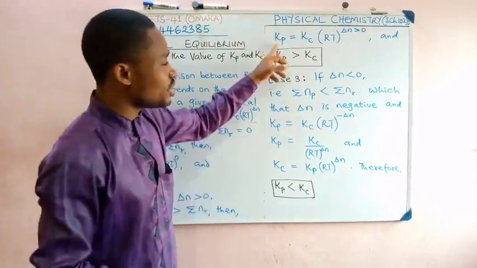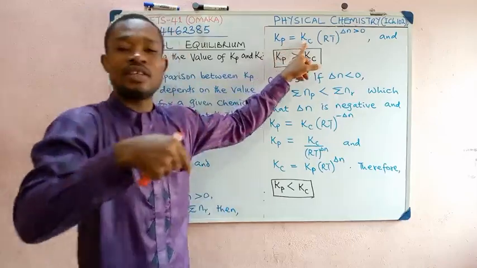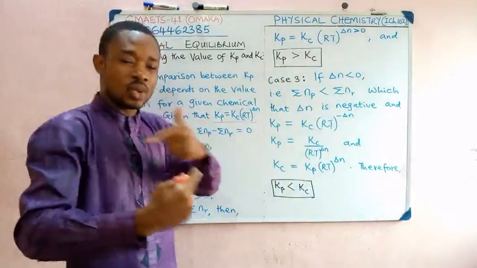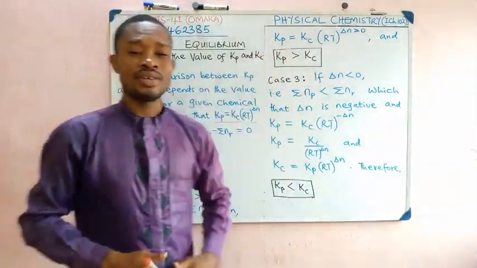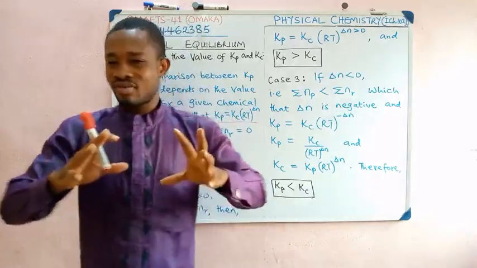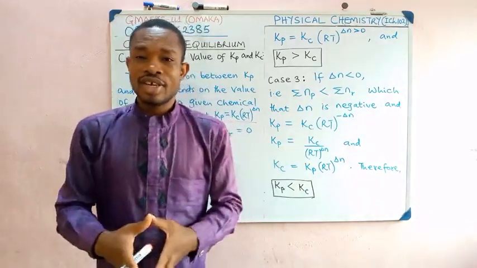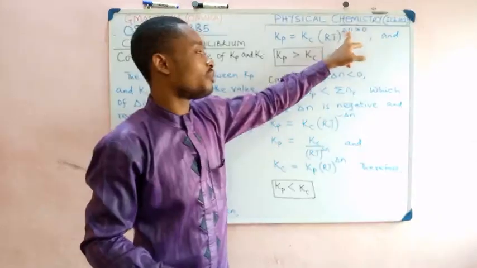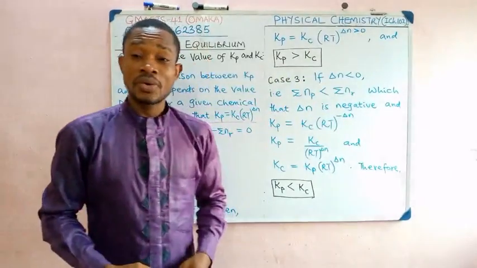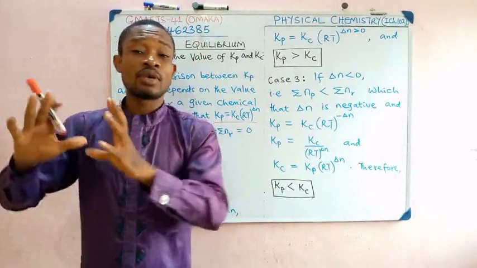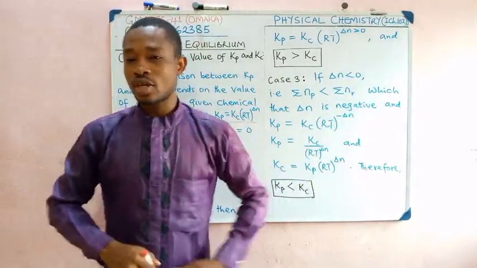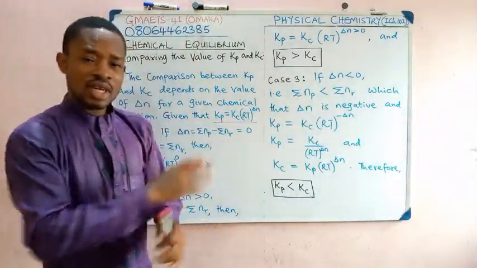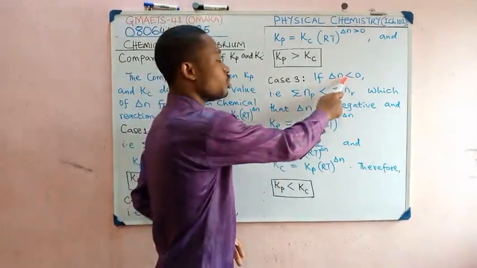Therefore, to get Kp, did you take note that you are multiplying the value of Kc by another quantity? And what will be the result? It will increase the value of Kp. Therefore, for a given equilibrium chemical reaction, Kp is greater than Kc if the change in number of moles is greater than 0. In other words, if the total number of moles of product is greater than the total number of moles of reactant.